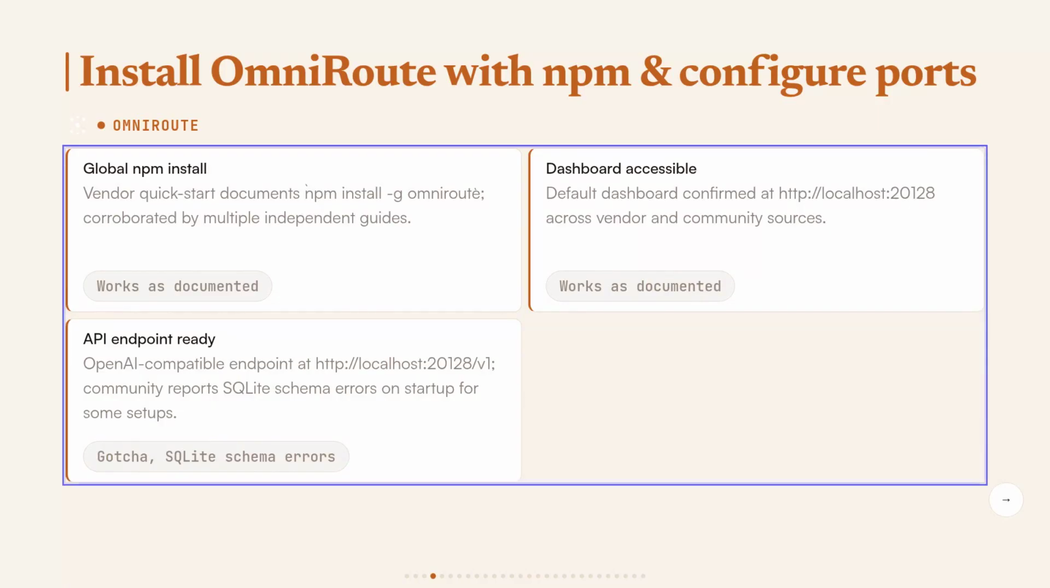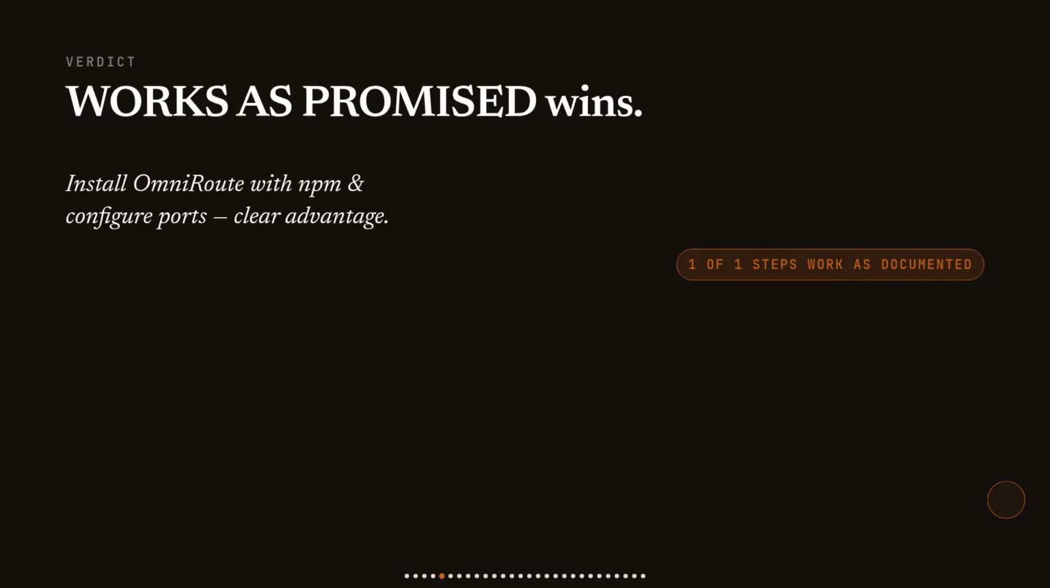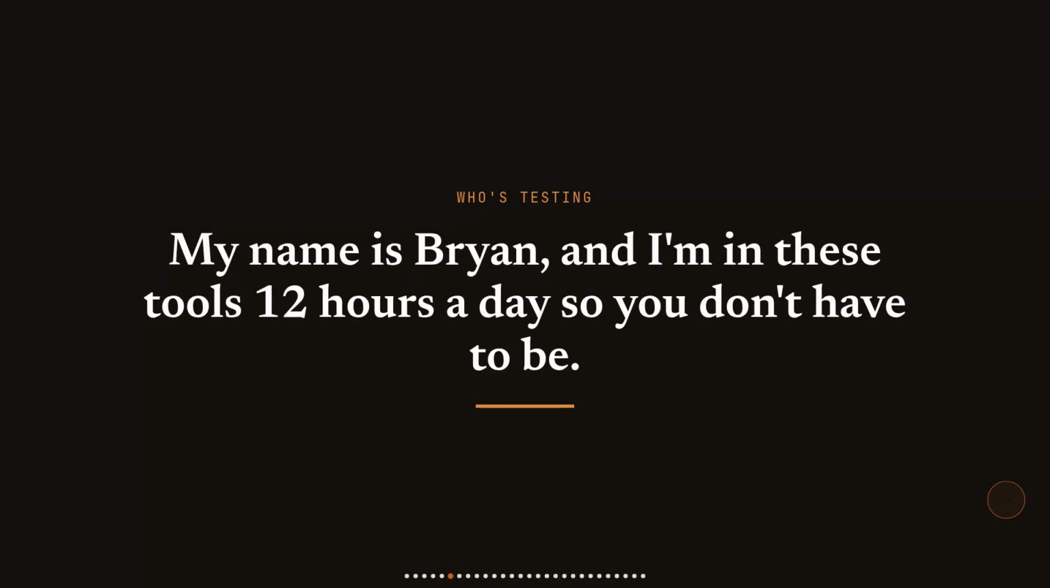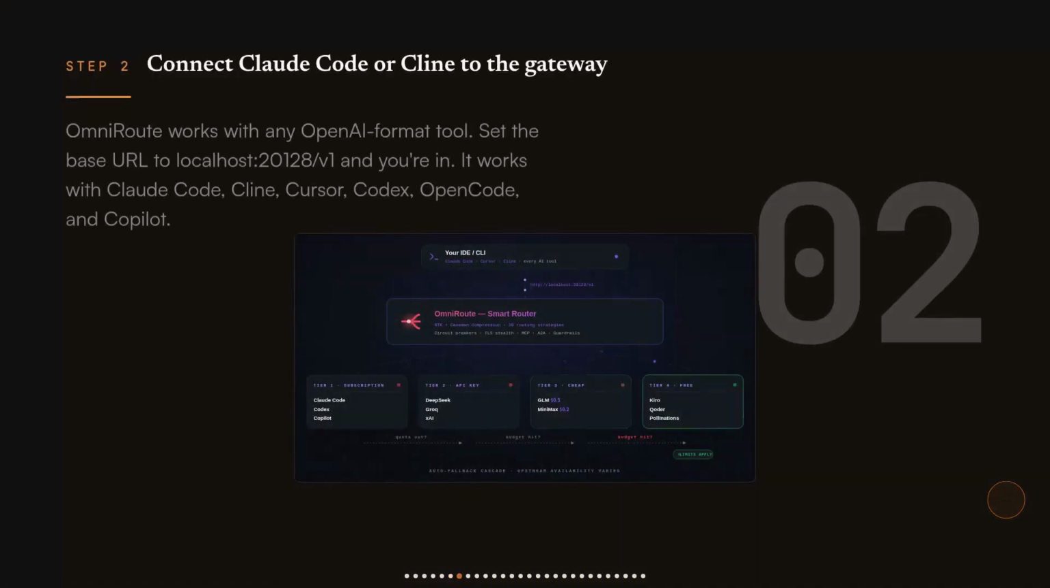The gotcha community reported: some users hit SQLite schema errors on startup. It's not universal, but if your dashboard won't load, that's the first thing to check. I went through the vendor site, the GitHub README, the wiki, and independent setup guides, so you don't have to piece together 6 different tabs. And every number in this video is sourced, not guessed.